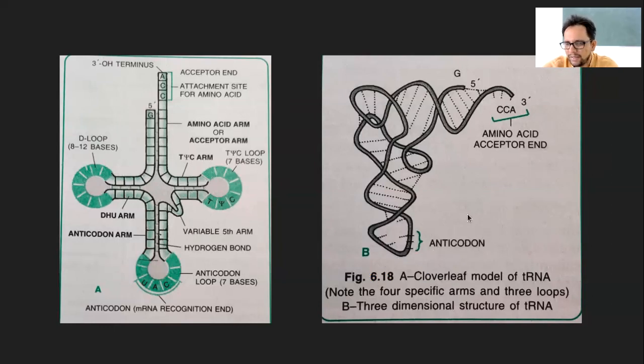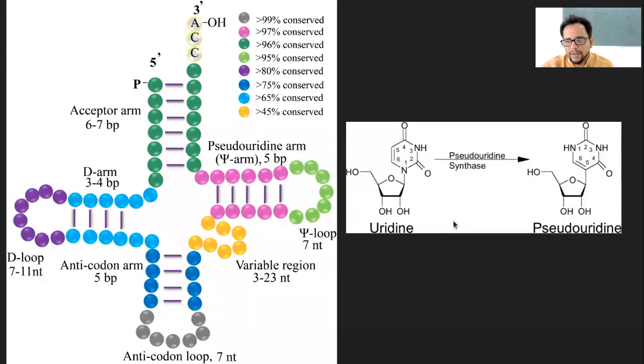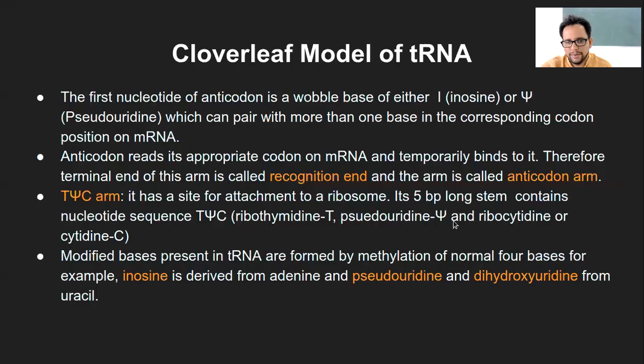But as of now, let's leave that part of the wobble phenomenon, because we will discuss it for sure during protein synthesis, where we have to talk of how the tRNA will bring the amino acid, how it will bind to mRNA, then what happens to the next mRNA sequence and so on. So we'll talk about all these things again. Where were we? Yeah, so that is the recognition end or anticodon arm.